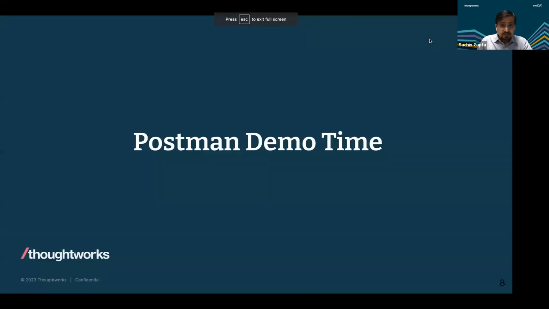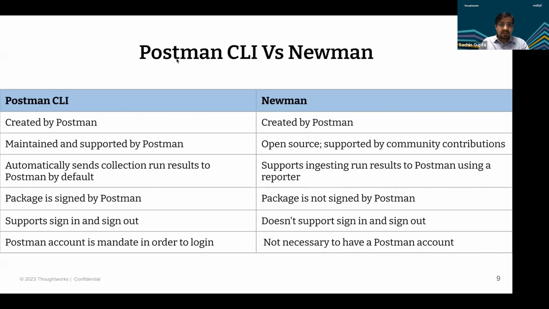On the slides, we have seen the demo of Postman: how we can create the request and how we can write the test cases. Now let's see the next thing. Something new in Postman is called Postman CLI and Newman. What is the difference between both? Quickly, I'll go through all the points.